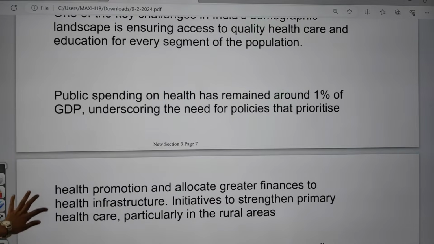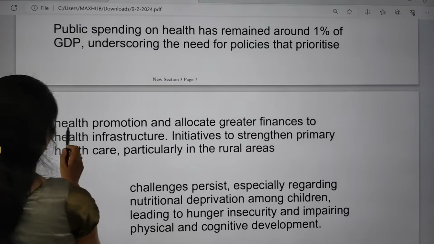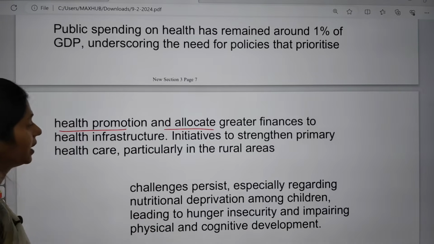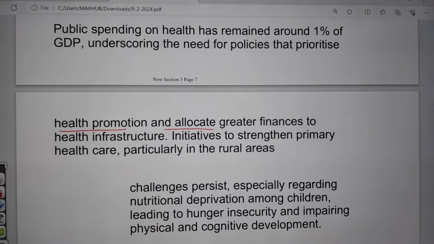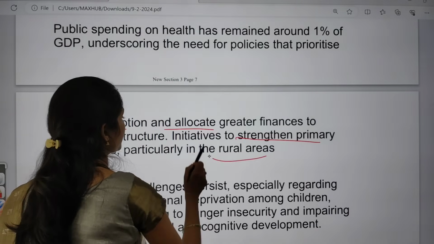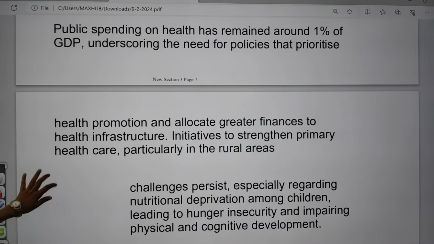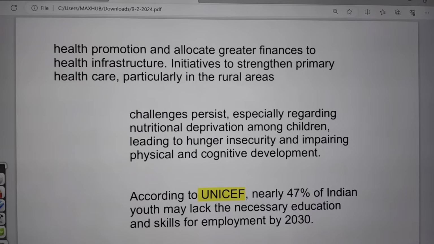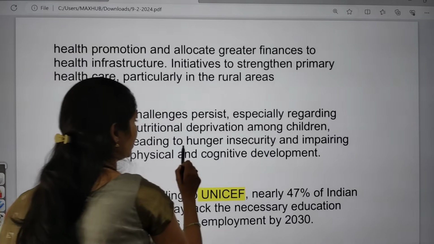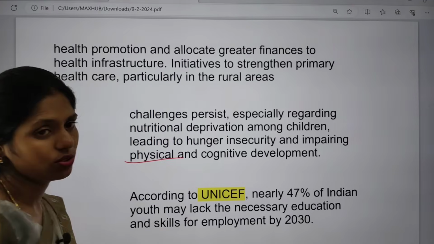So because of this, the author says that we need more policies and we have to especially prioritize health promotion and also allocate greater finances to health infrastructure, and even they are focusing on strengthening of primary healthcare centers, especially in the rural areas as well. And not only that, we have to focus on other issues like malnutrition, stunting, anemia, etc. And even they are facing hunger insecurity, and even they are impairing physical and cognitive development.